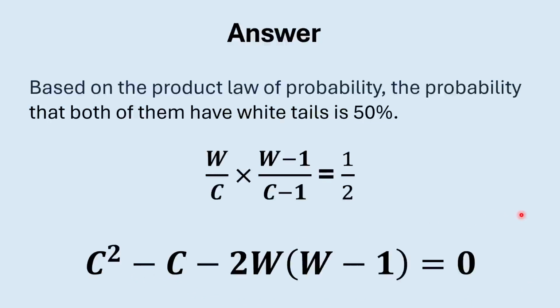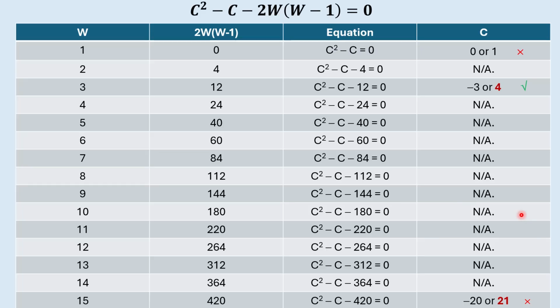And here we just think about how to solve the quadratic equation. Unfortunately, there is no shortcut, and we have to do a systematic calculation here by trial and error, if you like. So basically, we need to build up this table, and there are 4 columns. The first column is the values for W.